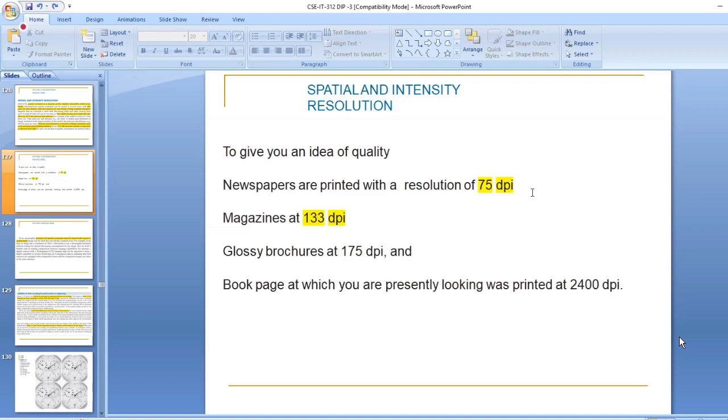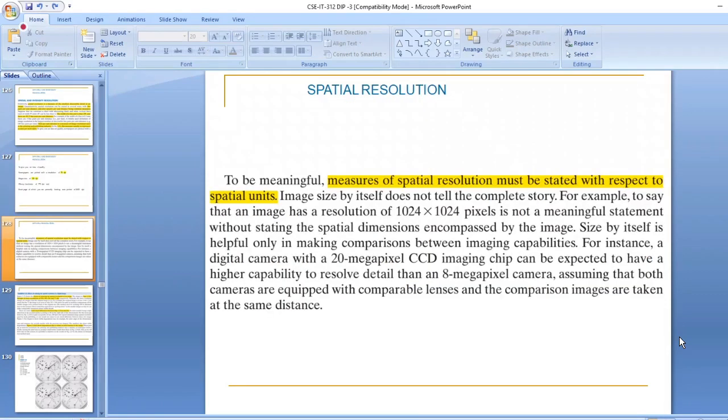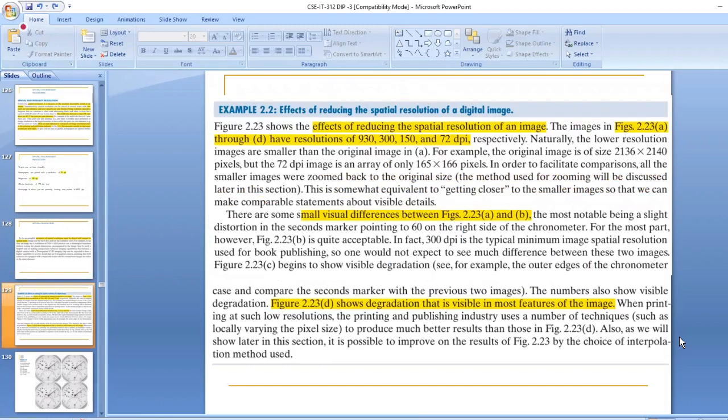This first one, this is A, B, C, D. This is the A, this is the B. Now C and D. Okay. Now in this first case, the resolution is given as 930 dpi, 930 dots per inch. Now in the second case, it is 300 dpi. Now in the third case, it is 150 dpi, dots per inch, and it is 72 dpi, dots per inch. So just see the effect of reducing the spatial resolution of a digital image.